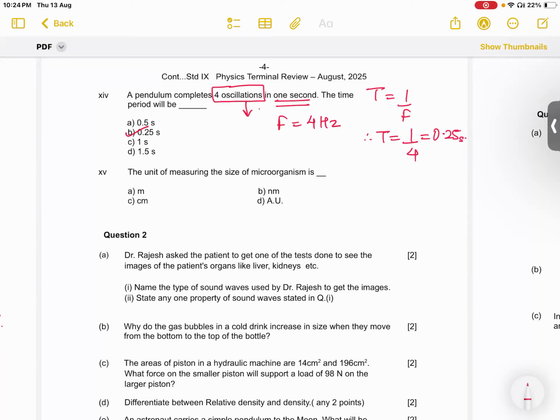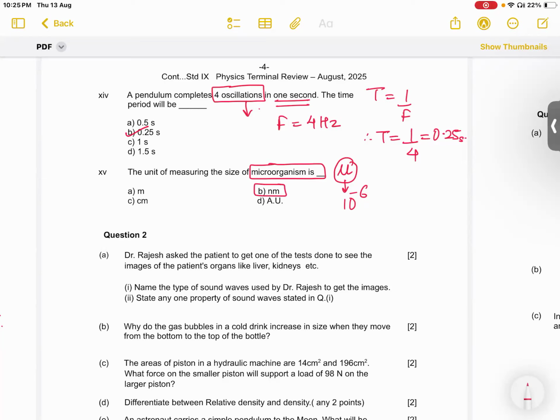Next question, students, the last MCQ: the unit of measuring the size of a microorganism. When I'm talking about micro, it means mu. Mu is 10 raised to minus 6. When I try to see my options, I don't have anything related to that. Meter, a microorganism cannot be measured. Centimeter also not. Astronomical unit also not possible. So the closest one nearer to micro is nanometer, that is nm.